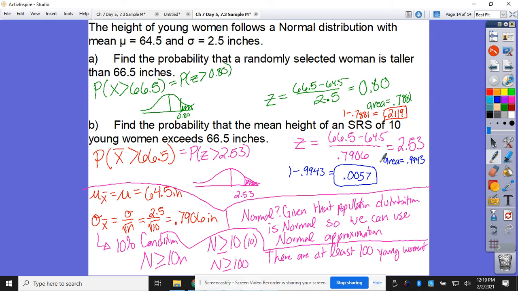Which makes sense. It's less likely to get a mean that far away than it is to get just one individual that far away. Anytime you look at your green sheet, it is shaded to the left. Oh, so we have to do 1 minus there.